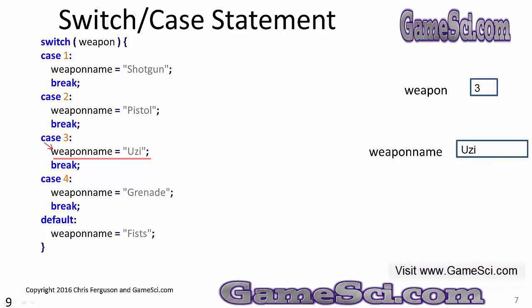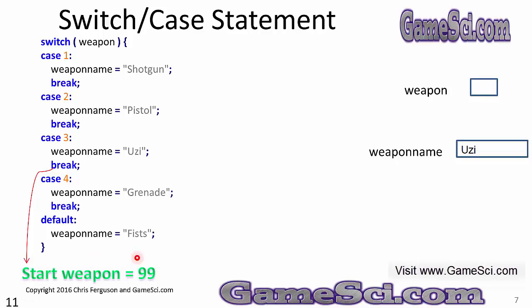After I set the weapon name to Uzi, I'll fall down to the break statement. The break statement does, as we've already explained, break you out of the switch. I selected case 3 to execute. I will break and get out of the switch and continue on with the program after the switch case statement. See that curly brace down there? That is the end of the switch. The break will take you to the line of code after the switch, after that closed curly brace.